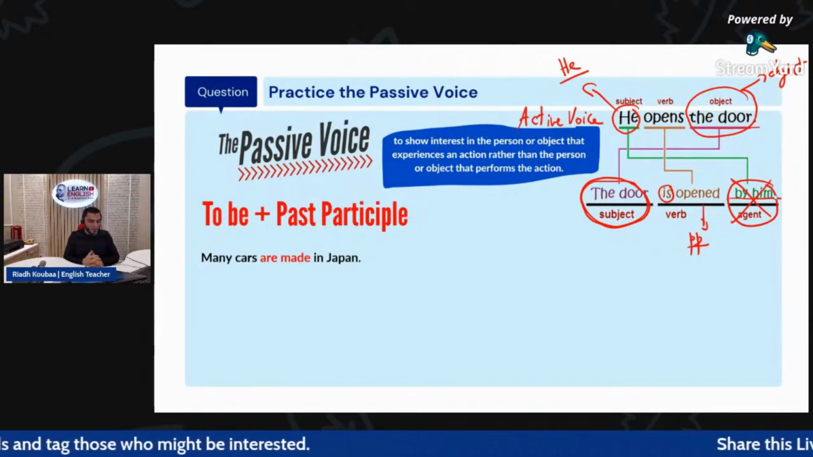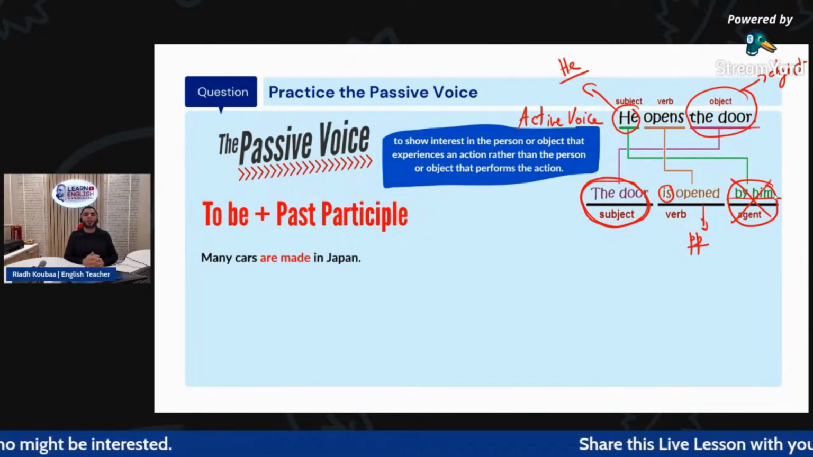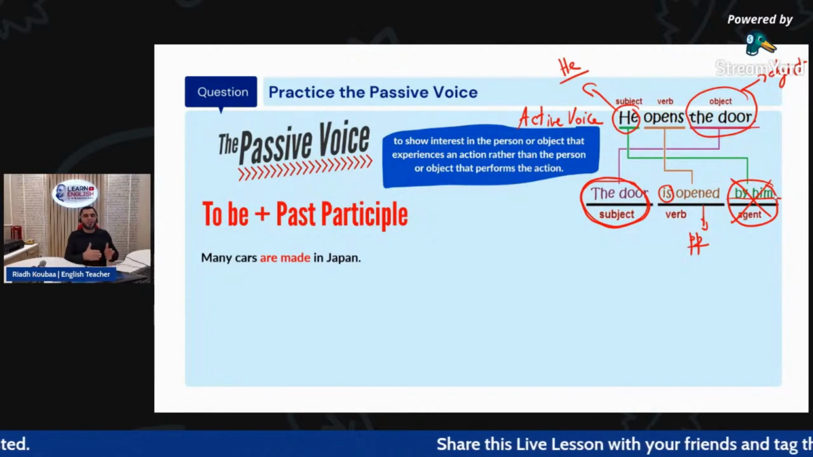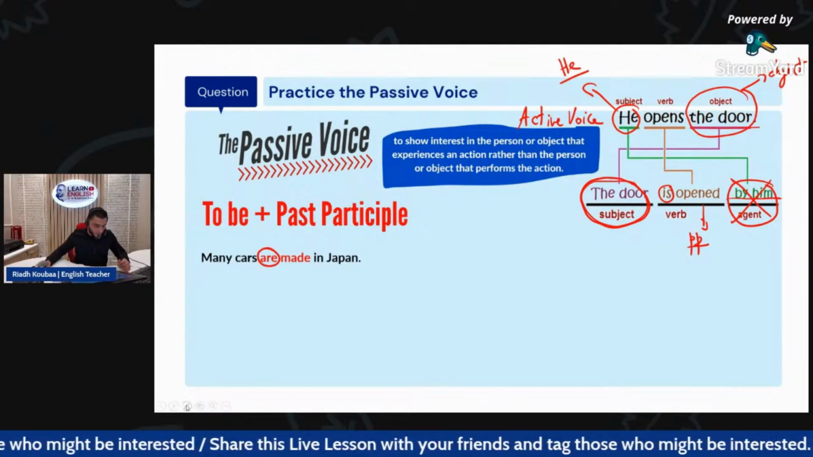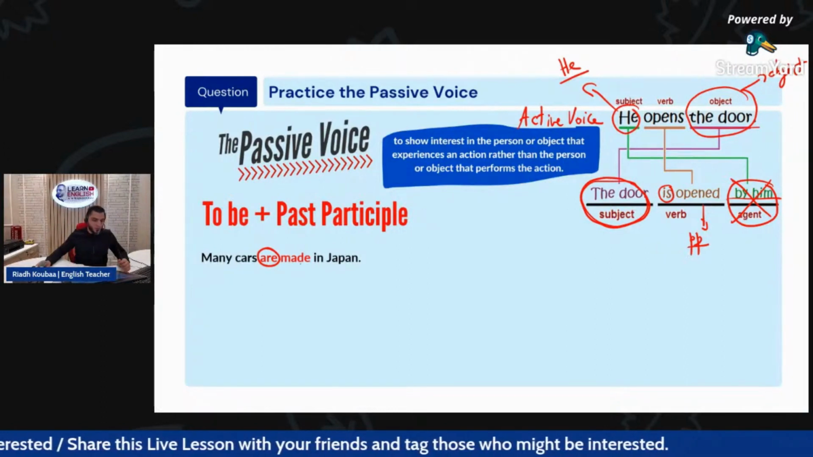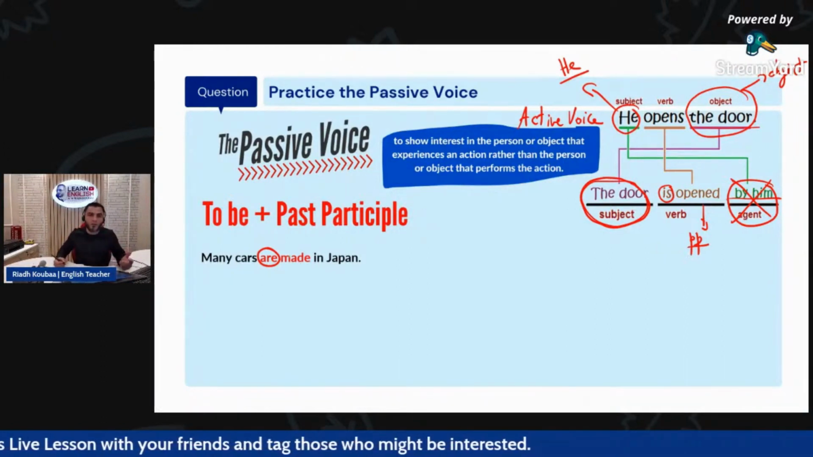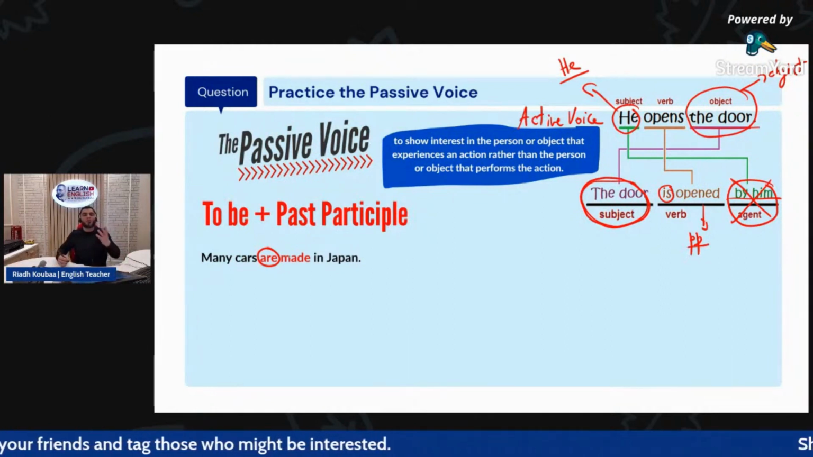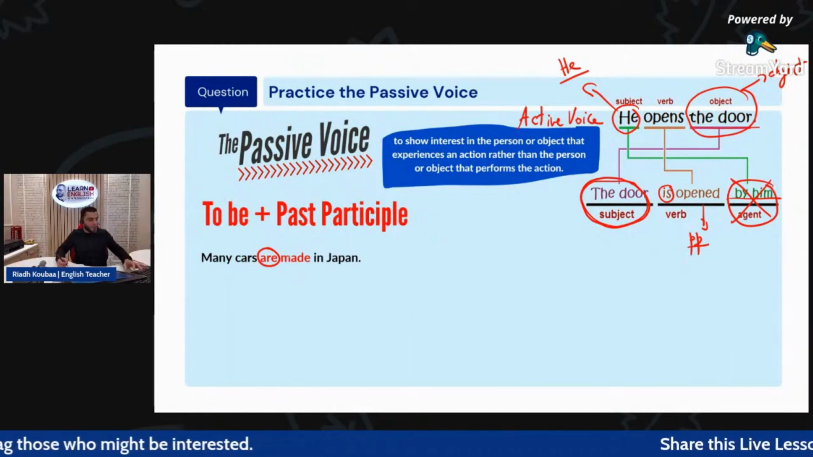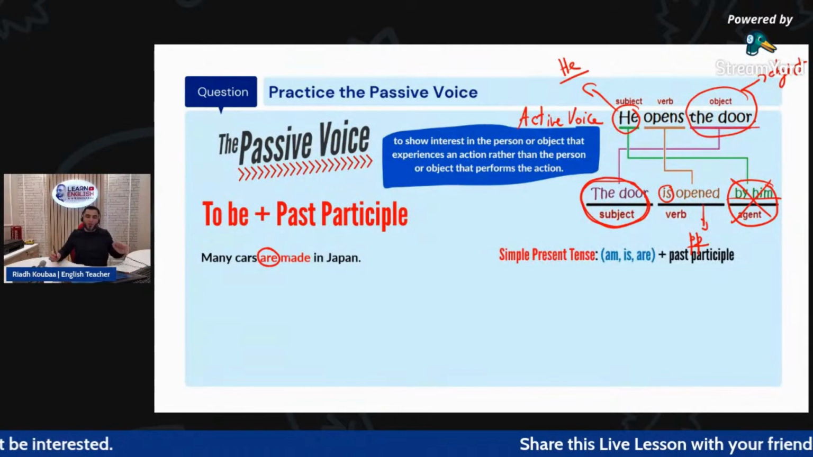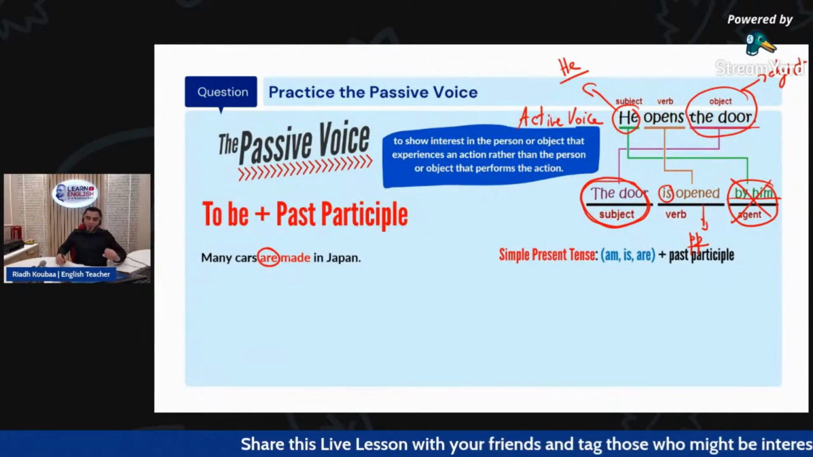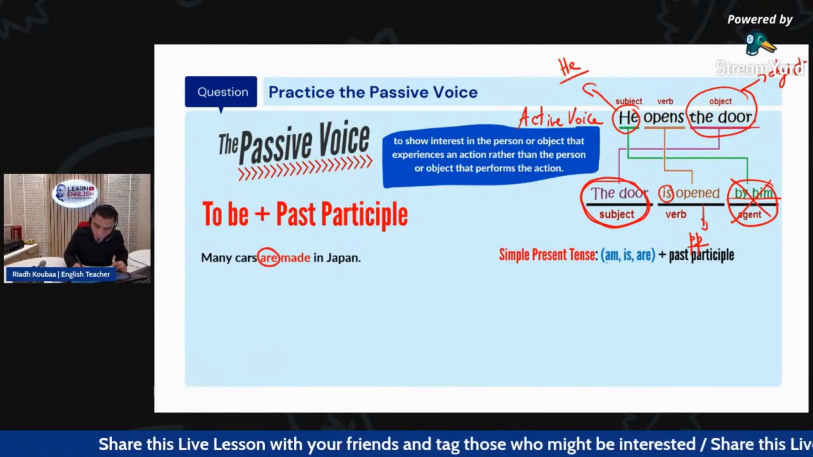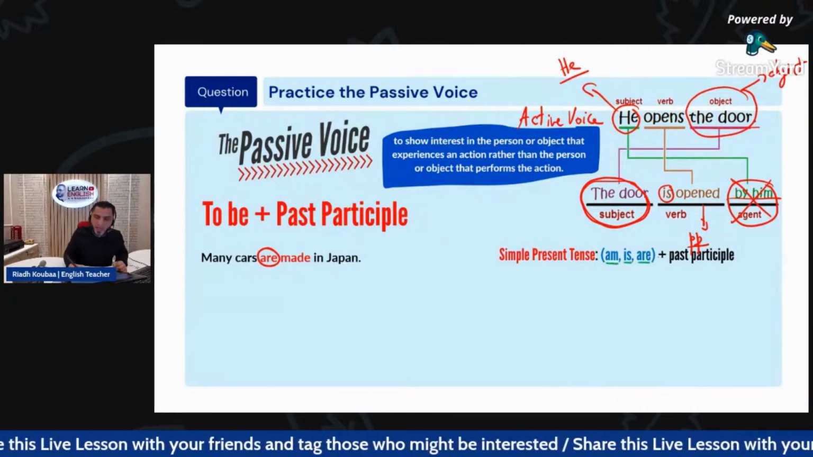many cars are made in Japan. So what is the tense that I have here in this sentence? Is it the present progressive? Is it the simple present? So what is it? It's, of course, the simple present. So if I want to form the passive voice in the simple present tense, the rule is am, is, are, plus past participle. So it depends on the subject that I have.